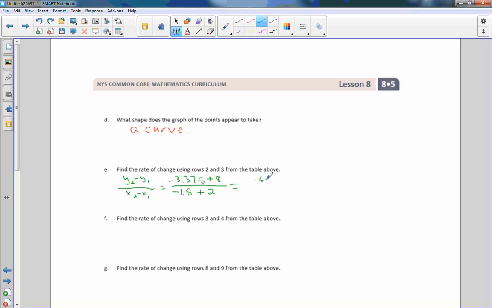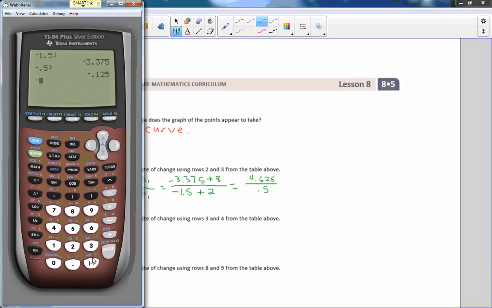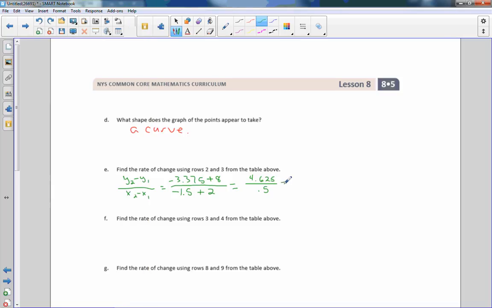So that's going to equal... Or is it 4.625? Okay, I'm going to put 4 for now, and then I'll check it. Negative 1.5 plus 2 is 0.5. So let's just check this. So we're doing negative 3.375 plus 8. And it's 4.625. Divided by 0.5. And I get 9.25. Okay.